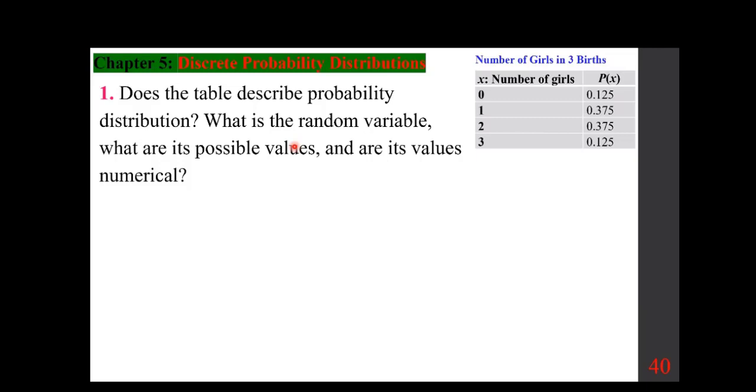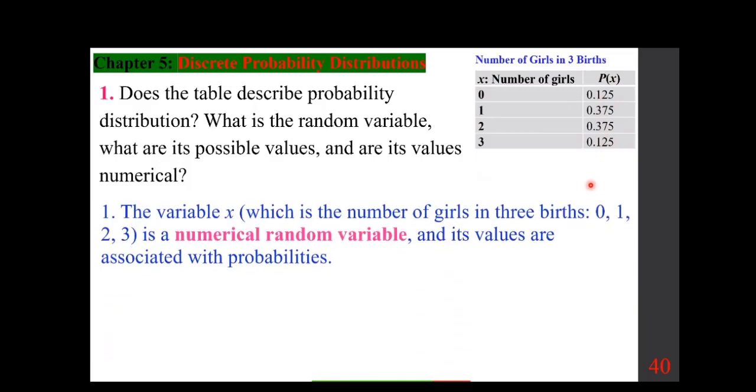For this to be a probability, this must be numerical. It is. The probability in each case must be between 0 and 1. It is. And they must add up to 1. Those are the main things that you want to be careful of. So the variable X, which is the number of girls, 0, 1, 2, 3, is a numerical random variable. And they are associated with probabilities.